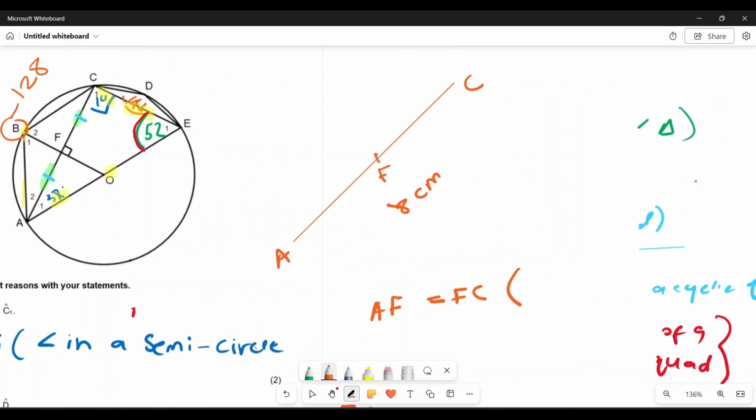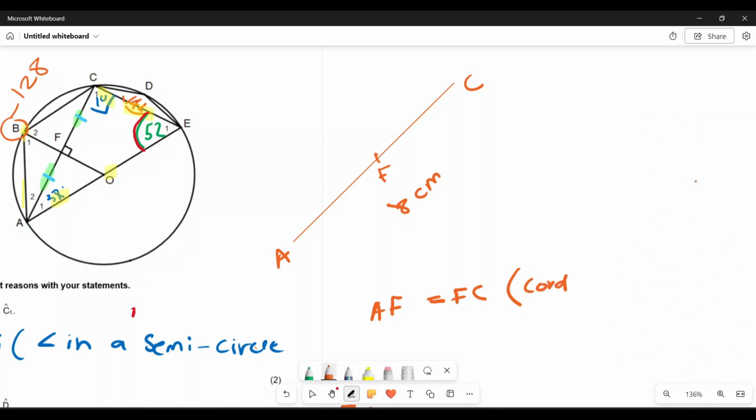Our chord is perpendicular to our radius. So this is basically the converse of theorem 1. Our chord AC in this instance is perpendicular to our radius OB. So as a result, these two would be equal. Now, if that's the case, it simply means that the length from A to F will be 4 centimeters, and the length from F to C will be 4 centimeters.